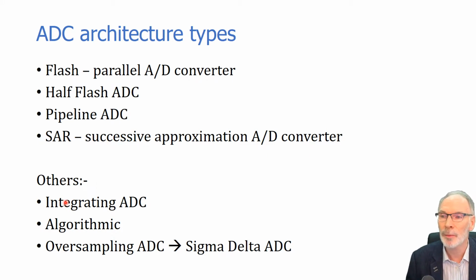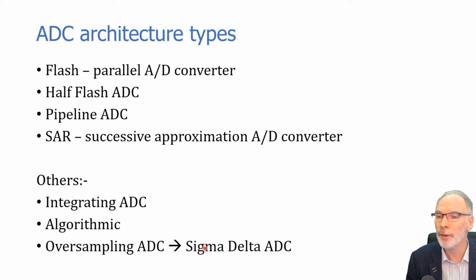Nowadays, that task is primarily carried out by either microcontrollers with built-in data converters or the architecture shown at the bottom of the list here called the oversampling ADC or the sigma delta ADC.